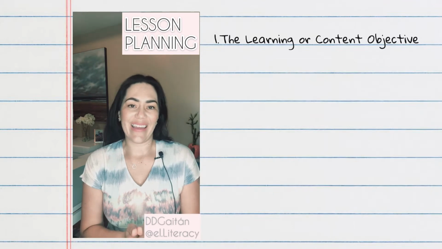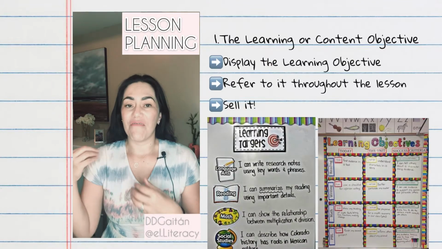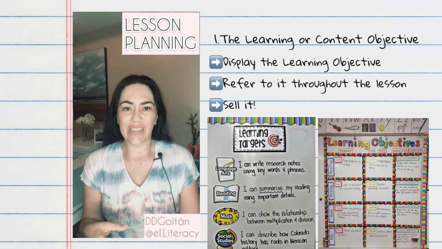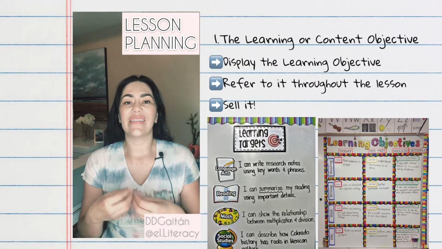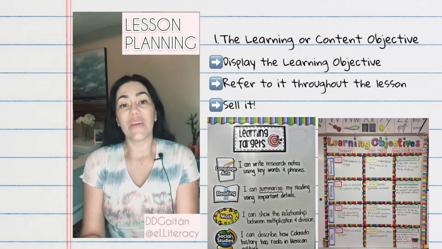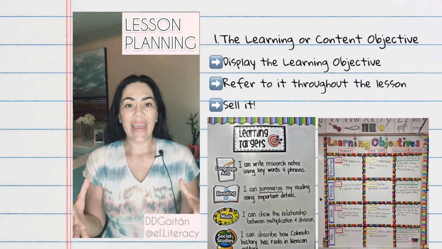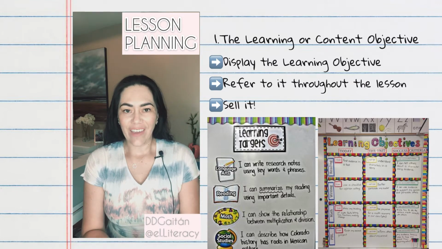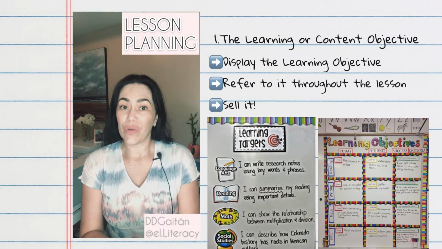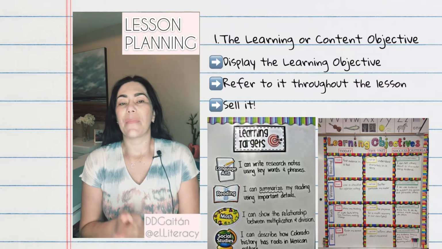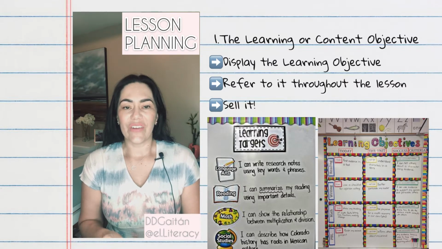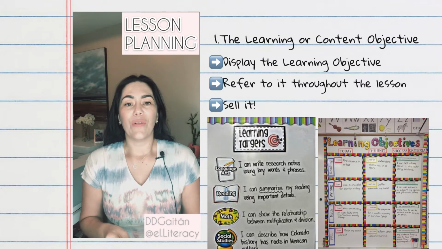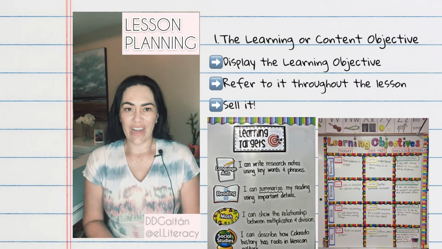What is key here is to make sure that I make it visible to my students, that I address it, and most importantly, I sell it to my students. Because understanding the why of a learning objective will get my students more engaged in the lesson than if they don't know it. Even when students seem apathetic, it is a lot easier to engage them if we are able to show the relevance in their learning.